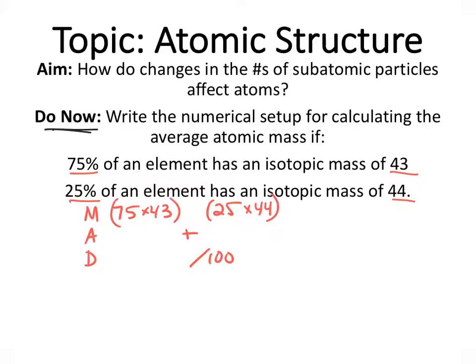You should see that the average that you calculate would be closer to 43 than it is to 44 because there is a greater percentage of isotopes of the mass of 43 than 44.